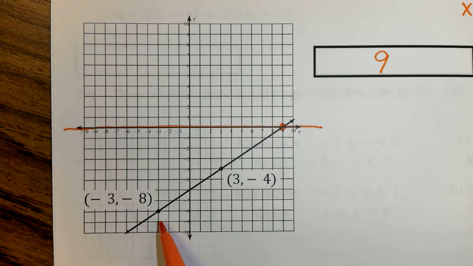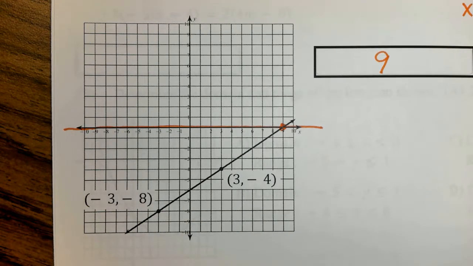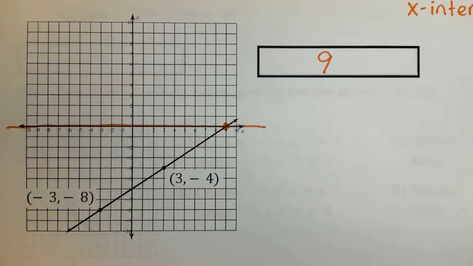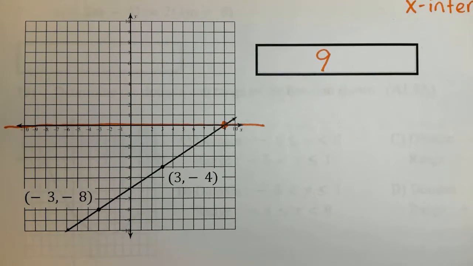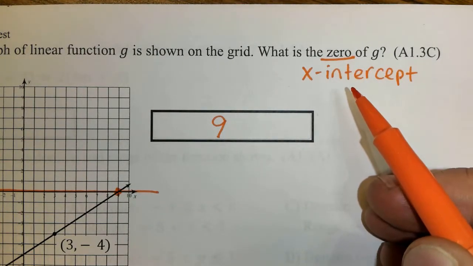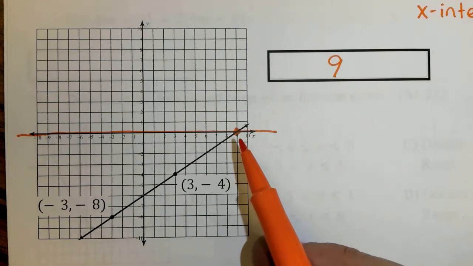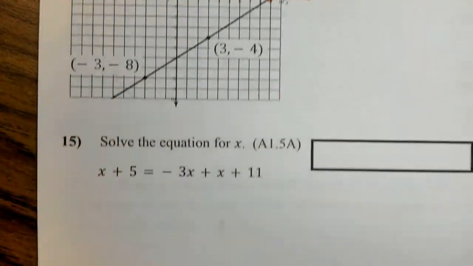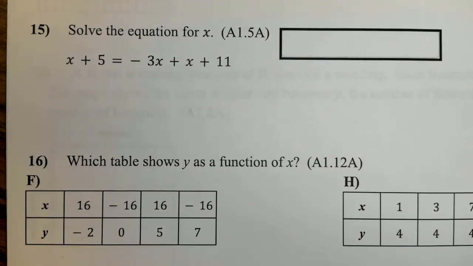If you're wondering why these points are here with these numbers, they're there to throw you off and mislead you, or as someone called it earlier, a red herring. That is not needed, and it's meant to confuse you, to see if you really know what you're doing. You're really supposed to just know that 0 means x-intercept, and the x-intercept is right here. I write 9, and I go on to number 15.